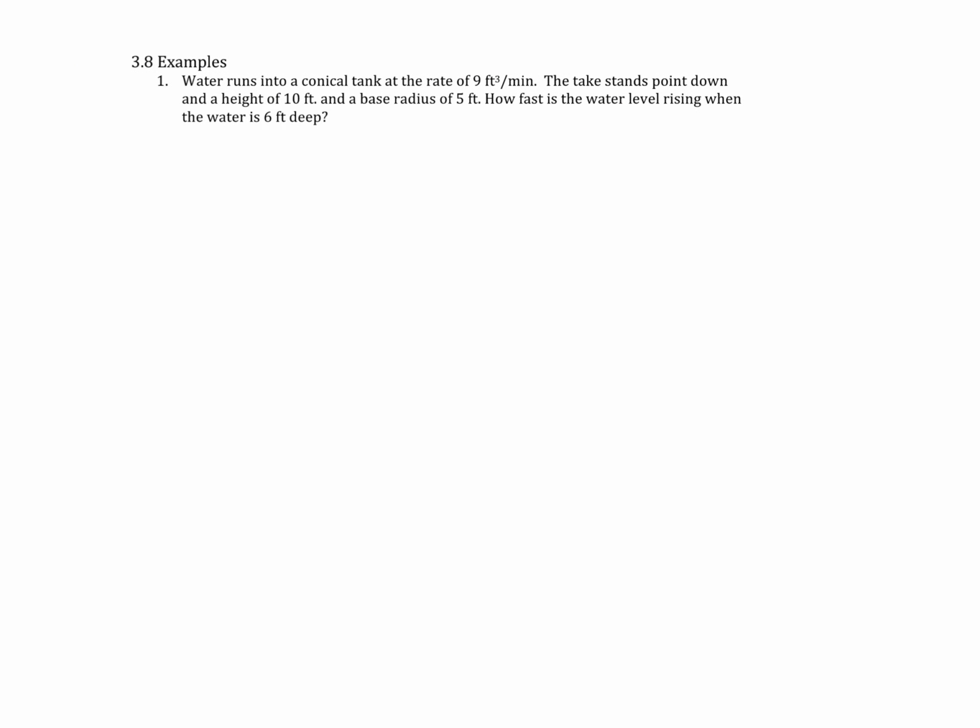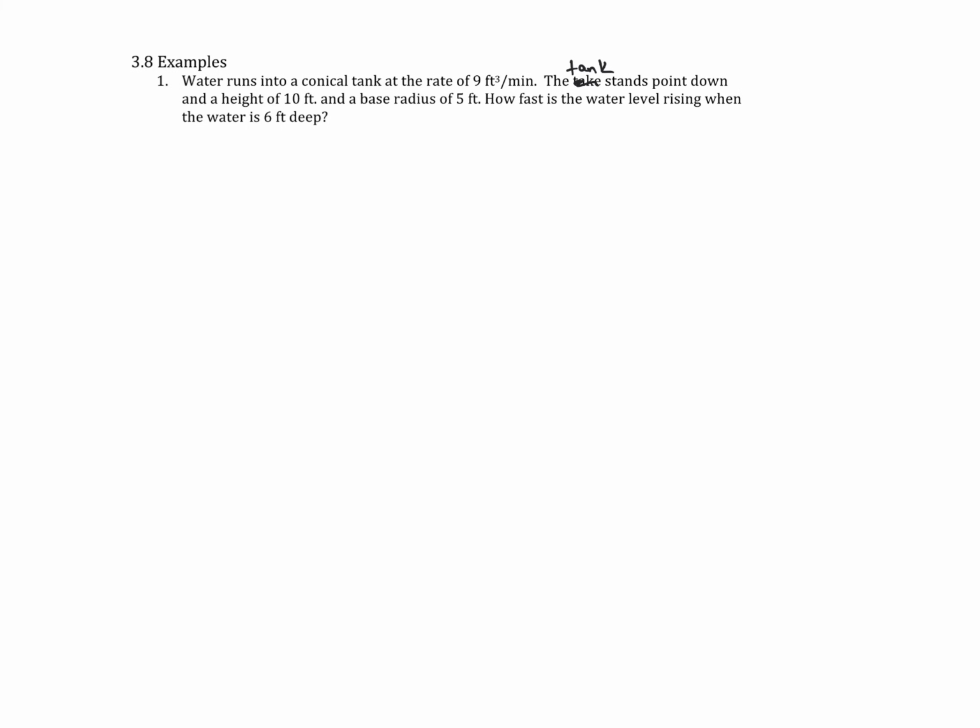All right, so let's take a look at this cone example. It says, water runs into a conical tank at a rate of 9 cubic feet per minute. Cubic feet. Right away, I know that's a dV dt. Okay, the tank, that should say tank. Let's fix that. The tank stands point down with a height of 10 feet. Okay, so I know a height and a base radius of 5. I know a radius. How fast is the water level rising when the water is 6 feet deep?